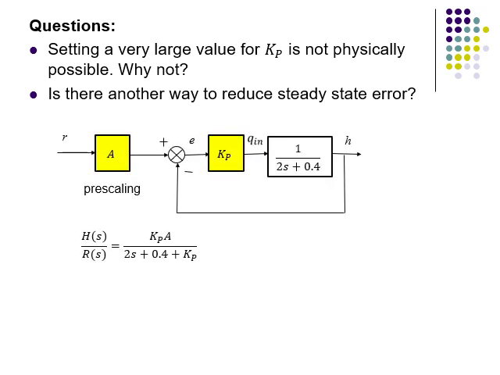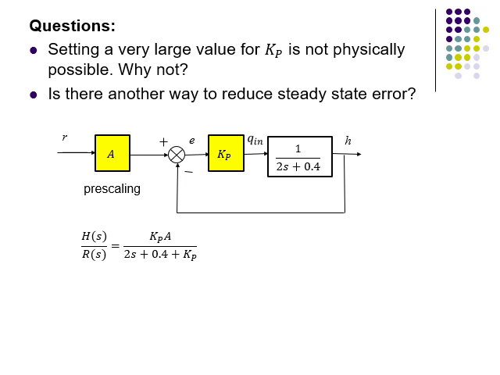Well, one possible method is to use a pre-scaling of the reference R. So this is like introducing a correction factor. So R is scaled by a constant A, and the idea is that if you choose the value of A correctly, then we can get an improvement in the input-output behavior in the steady state.